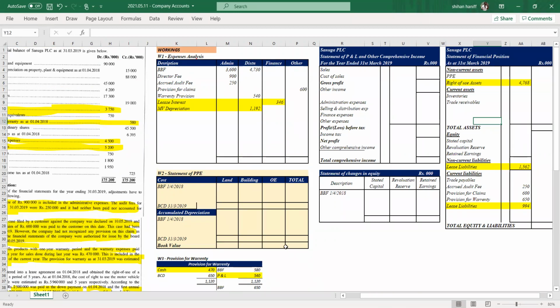So that completes the lease adjustment. Lease interest and motor vehicle depreciation come under expenses. These two are expenses, right? And the liability, we have to divide into current and non-current. The net figure of the lease asset goes to non-current asset in the statement of financial position.